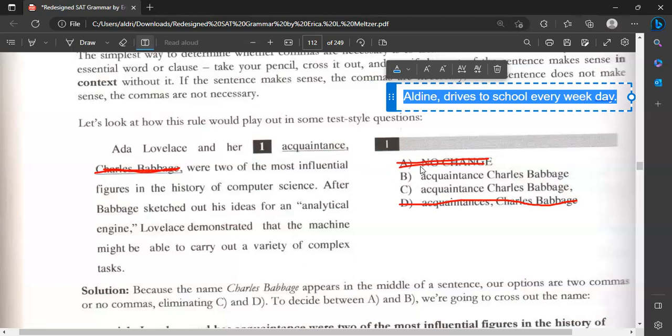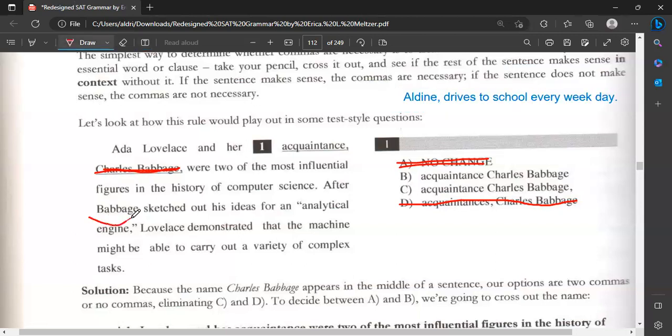And I want you guys to remember that. Whenever you have two commas, just think that in this case it's showing only one person. But if you remove it, it shows that there could be many acquaintances. But we're looking at a specific acquaintance, Charles Babbage, and that Charles Babbage should be essential. Why? Because Babbage is actually mentioned again in the fourth line. So Babbage comes again here. So we know that Babbage is an essential name.